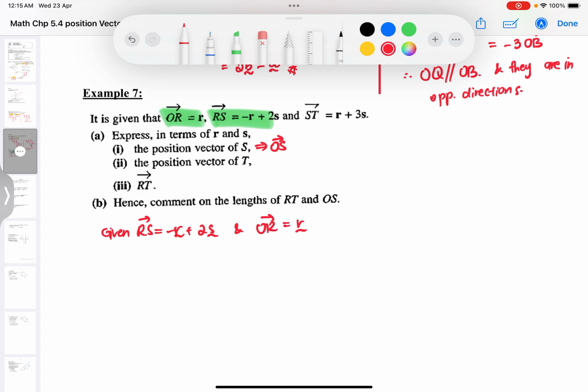Okay, I can rewrite RS as OS minus OR. Let me write this again. RS is equal to OS minus OR. If I rewrite this, then I can say that OS is equal to RS plus OR. RS is given by negative r plus 2s, and OR is given by r. So these two are zero pairs, so I'm left with 2s.